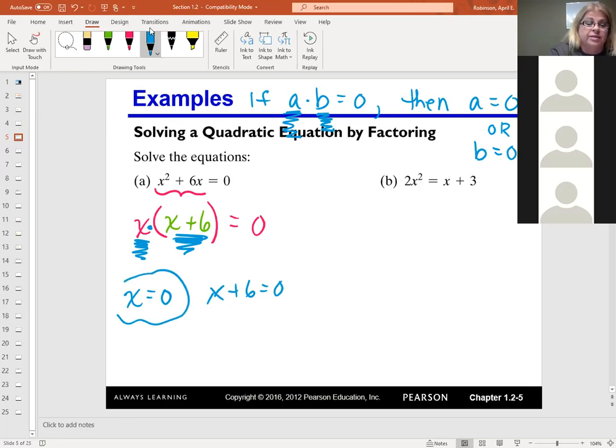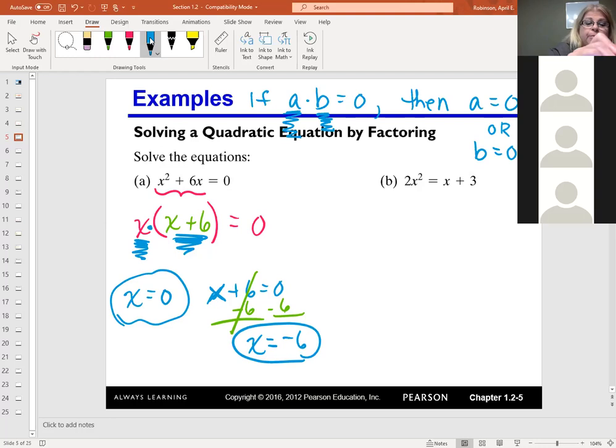And then of course, this is one answer. And then over here, I'd have to solve it for X. So I would subtract 6 from both sides. Do you guys remember the old, what you do to one side of an equation, you gotta do to the other. And so to get rid of a plus 6, I would balance it with a minus 6, boom, cancels out. But you gotta do it to the other side. And 0 minus 6 is a negative 6.